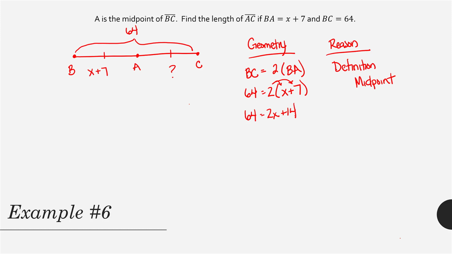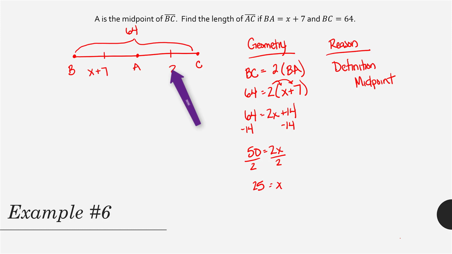Next, I'll subtract 14. And finally, I divide by 2. Okay. And at this point, we would normally say, oh, I'm done. I got to the end. But the problem wants the length of AC.